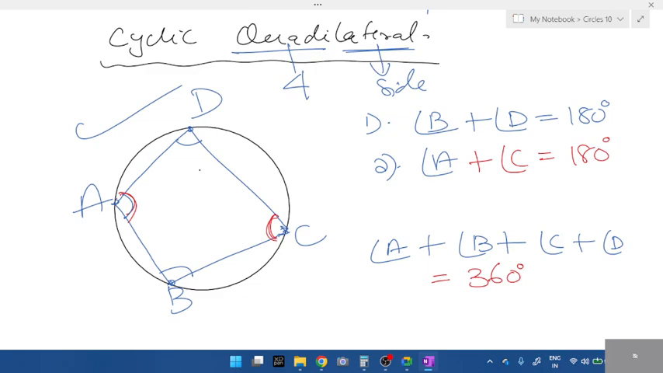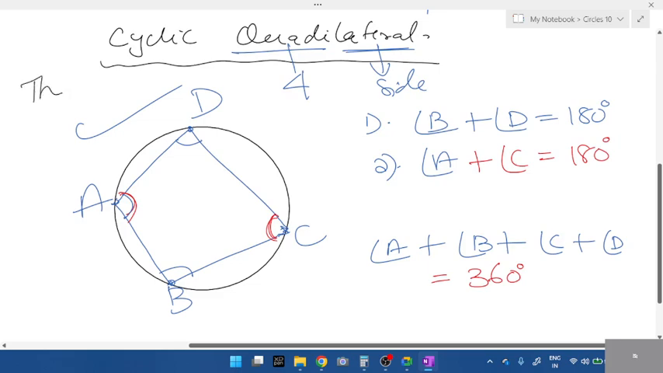So put cyclic quadrilateral and take this as theorem 4. How many theorems did we do? 3, right? I write it as theorem 4. That is, the sum of opposite angles of a cyclic quadrilateral is 180.